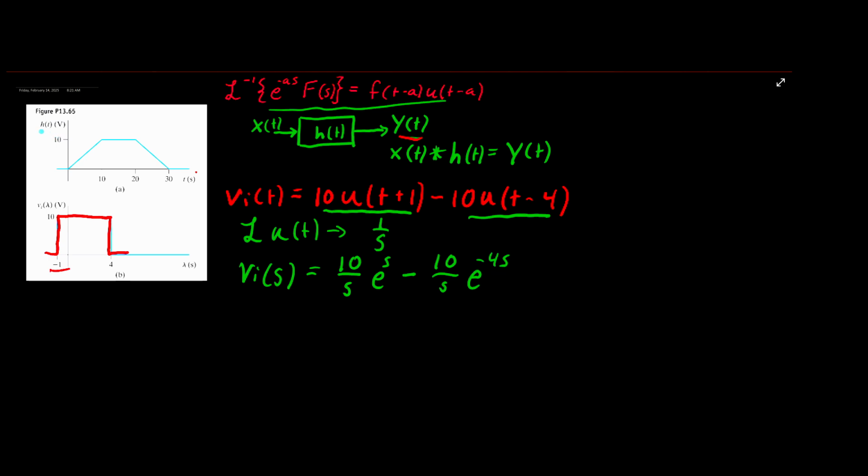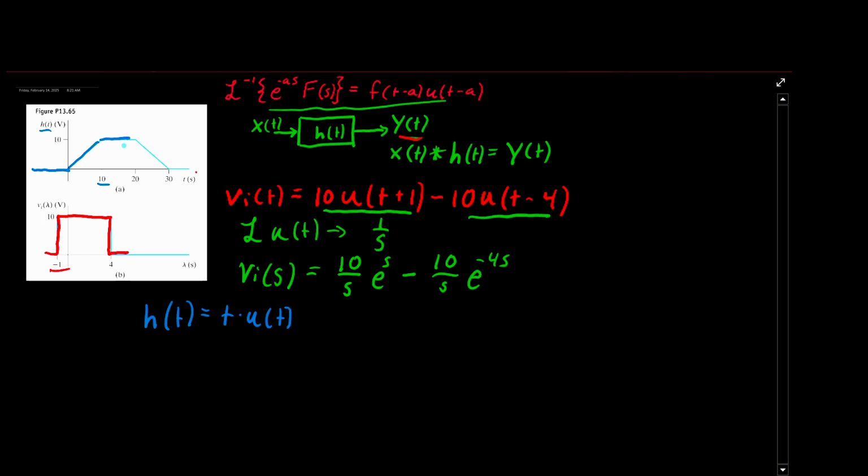And now we can move on to writing the equation for h(t). Now, the slope of this line is 10 over 10, so we know that the slope of this line is just t. And we have a step function because it's 0 until t equals 0, and then the slope begins. So the first term of h(t) is going to be h(t) is equal to t multiplied by u(t). Now, when t is equal to 10, our slope levels out. So we have to subtract the same slope from our h(t) equation. But we also have to time shift it to t is equal to 10.